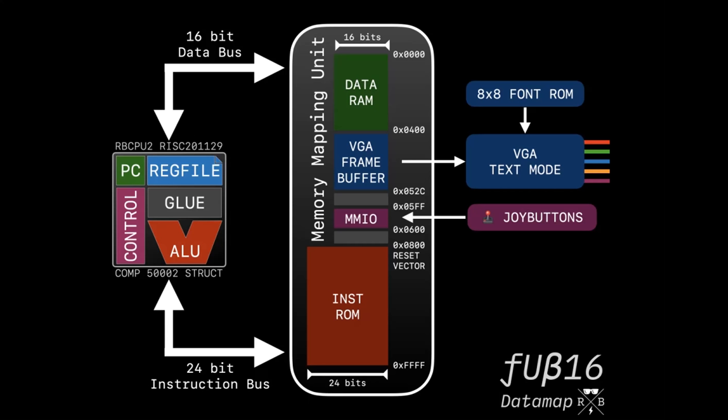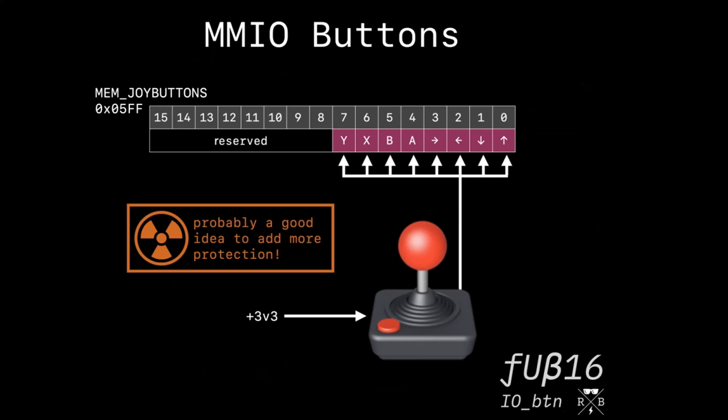Yeah, your ROM is mapped at 800, even though it's not really like that. It's two different memory controllers. And this is how the joystick and the buttons are mapped. They're literally unsafe, straight into the memory unit. So if you send more than 3.3 volts, not a good idea.